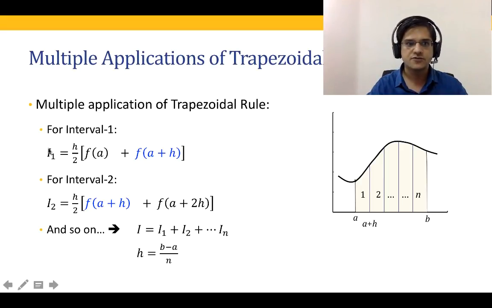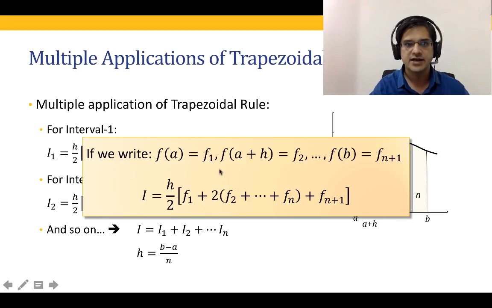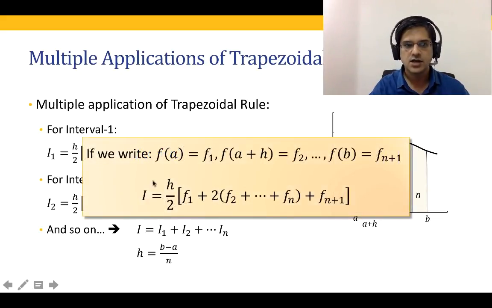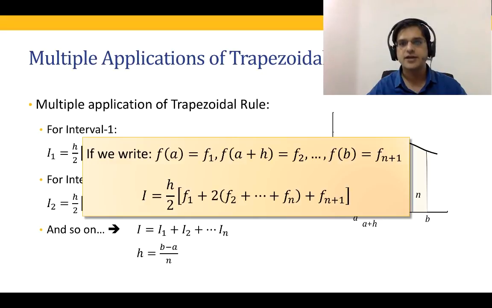What we are going to do is we will just add up I1, I2, I3 and so on up to In. So you will have h by 2 multiplied by f(a) plus 2 times f(a plus h), and so on and so forth. So finally, if we write f(a) as F1, this as F2, this as F3, up to Fn plus 1, the result that we are going to get is I equals h by 2 multiplied by F1 plus 2 times the summation of all the middle terms plus 1 times Fn plus 1. It's very easy to get this formula. You can very quickly try it out and get this formula.